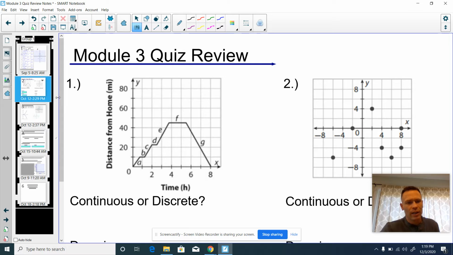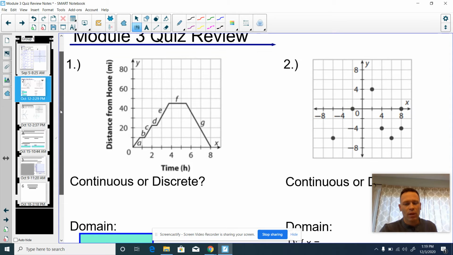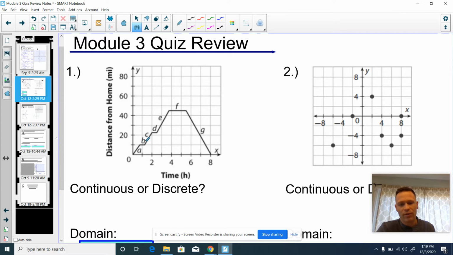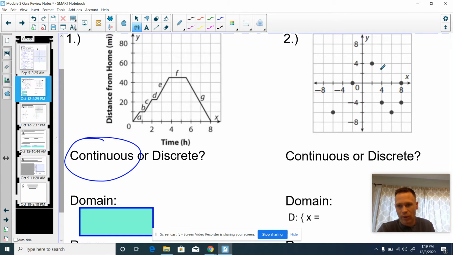All right, next example here. Are these graphs continuous or discrete? So remember, continuous graphs are connected points, and discrete graphs are unconnected points. So this one is continuous because there are no gaps in the points. And for the same question, this one will be discrete because it's got disconnected points.